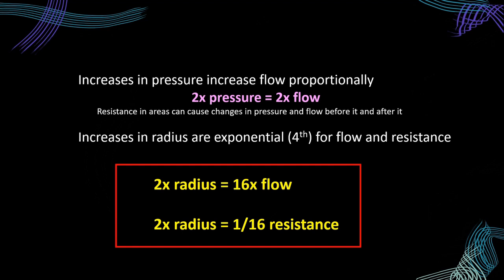Resistance in areas can cause changes in pressure and the flow before it or after it, like we just saw when we gave you the glomerular example. Increases in radius, however, are exponential. So if I double the radius, I'm going to increase the flow 16 times, and I'm going to decrease the resistance by 16 times.